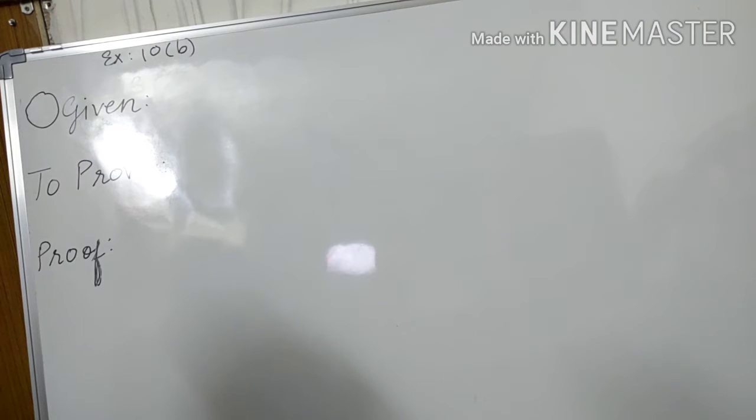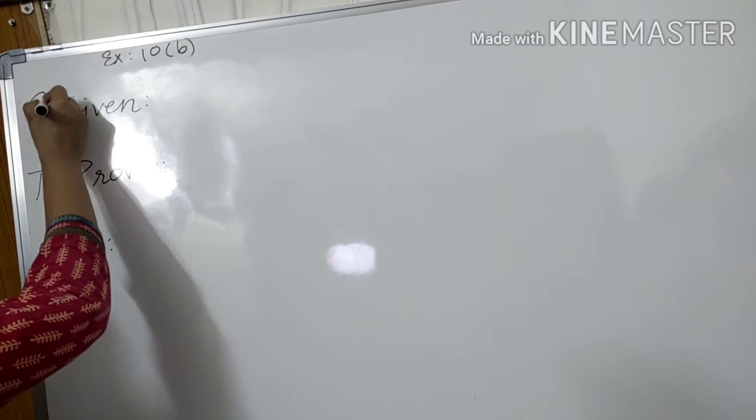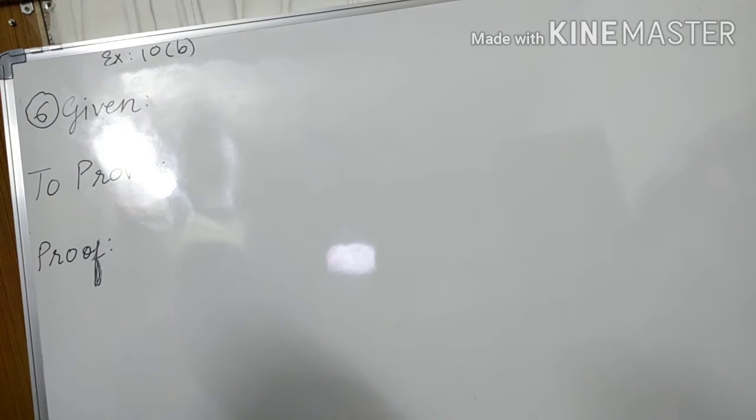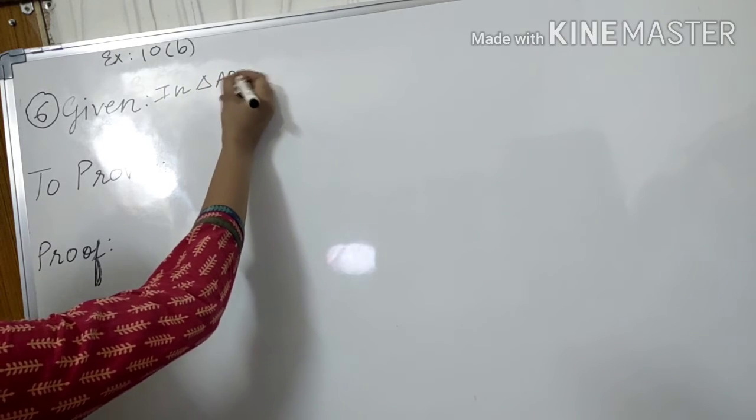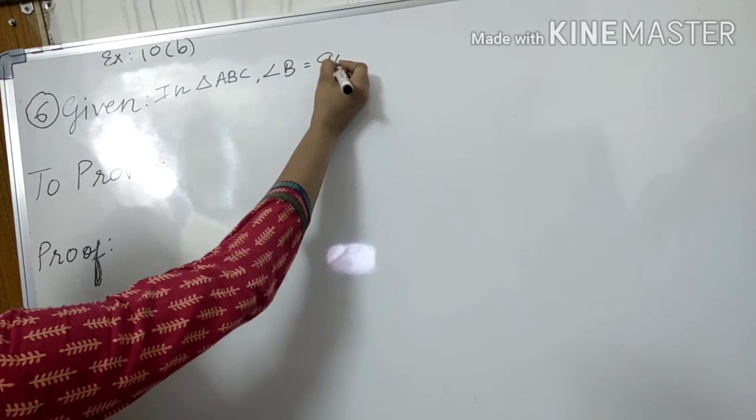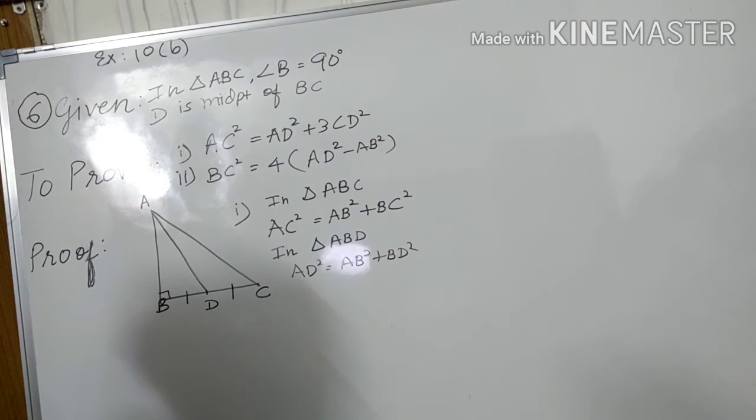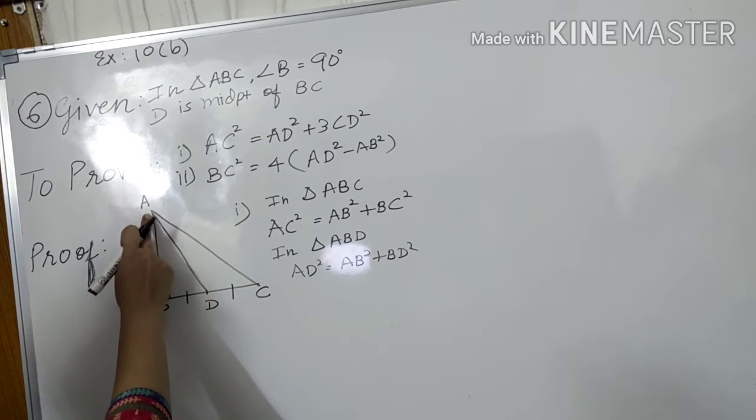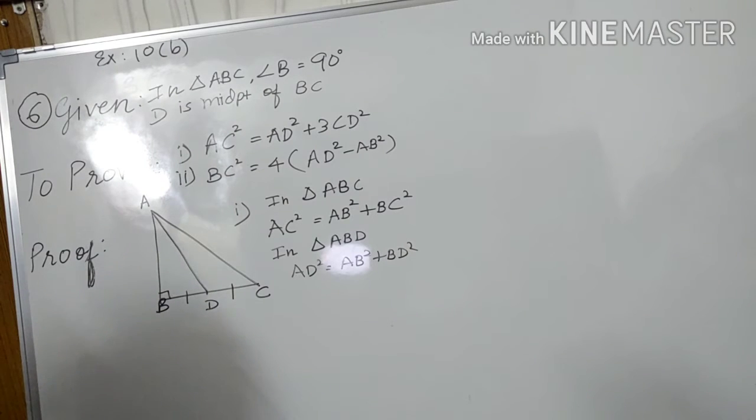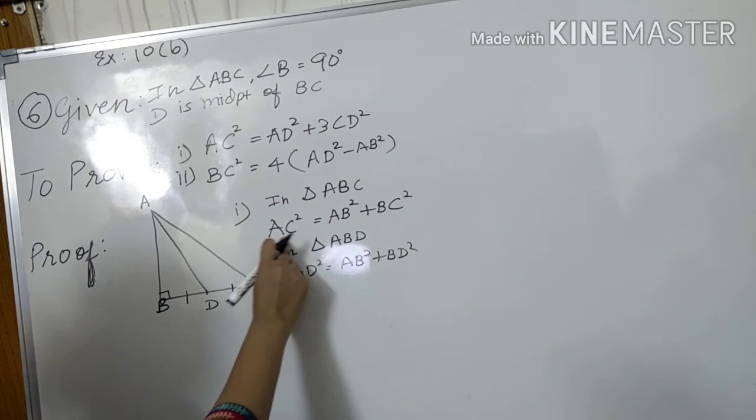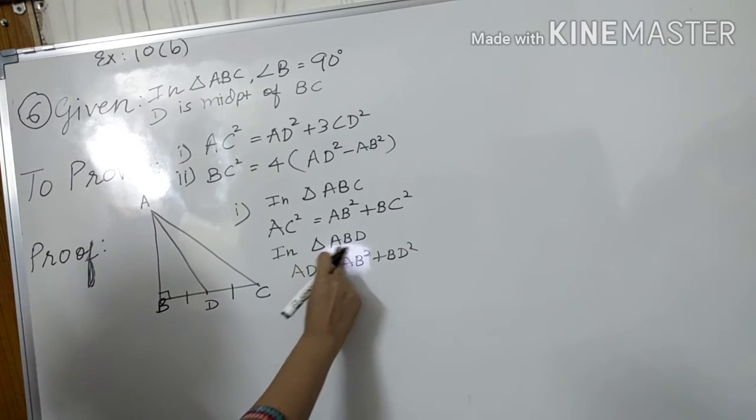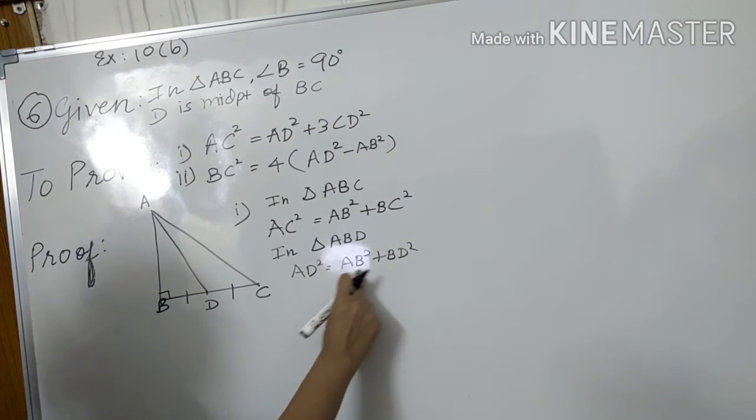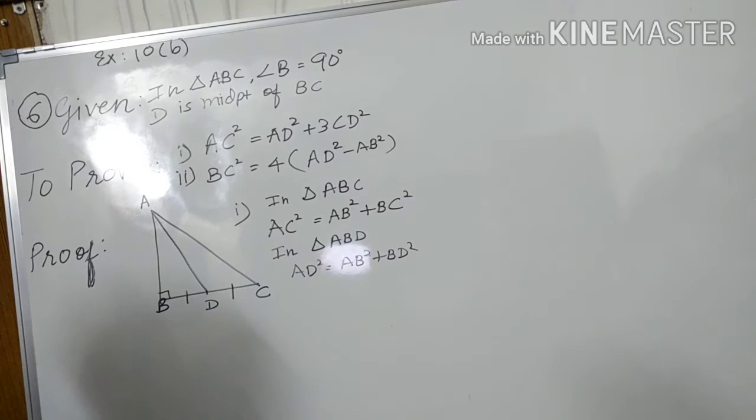So students, I am writing here what is given part. First of all, question number 6. Given part here: in triangle ABC, angle B is equal to 90 degree. So students, as I told you, in triangle ABC, Pythagoras theorem is used. AC square is equal to AB square plus BC square, and in triangle ABD also Pythagoras theorem is used. AD square is equal to AB square plus BD square.